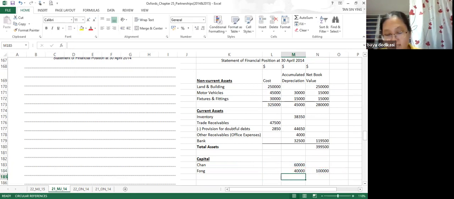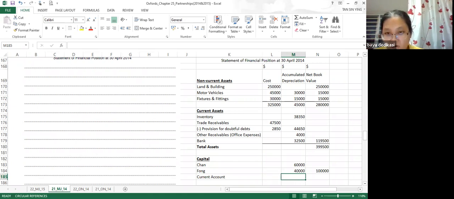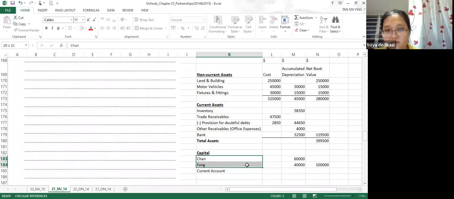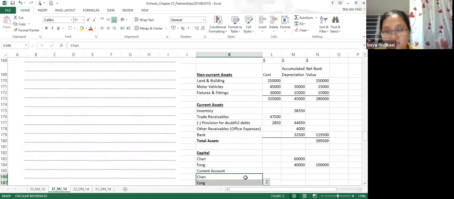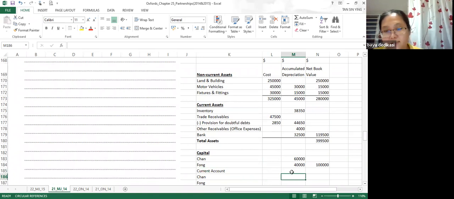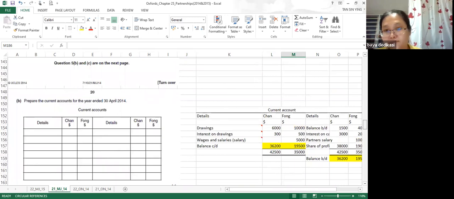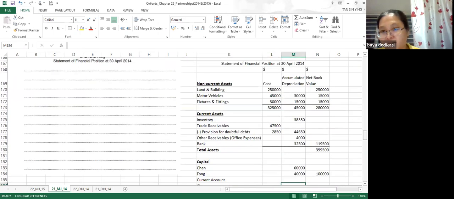Now the next is current account. Also same, Chan and Fong. Just copy Chan and Fong. And you recalculate current account. Just take the number from current account, the balance carry down, balance brought down amount.